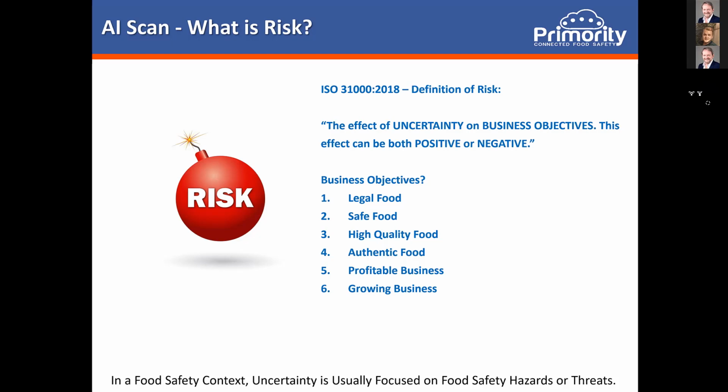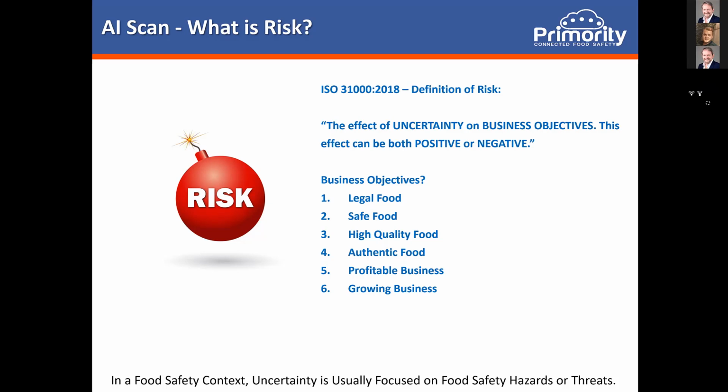This effect can be both positive or negative. And in terms of the food industry, the business objectives are quite clear: legal, safe, high quality, authentic food, and a profitable business and a growing business. And if we're not achieving these things, then it's going to be difficult to keep any kind of food business going.